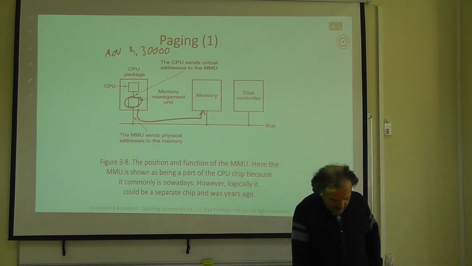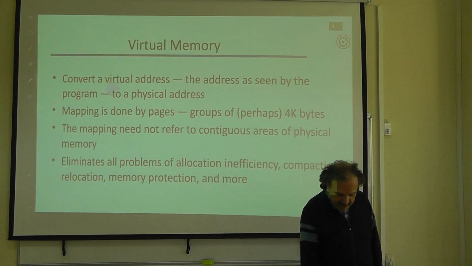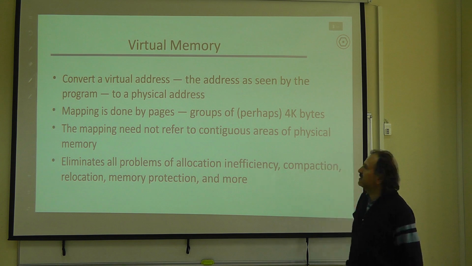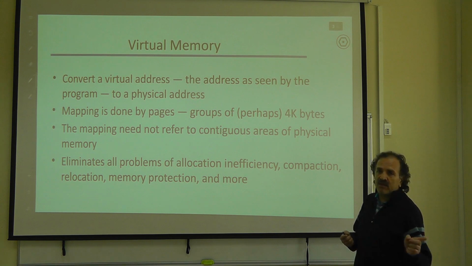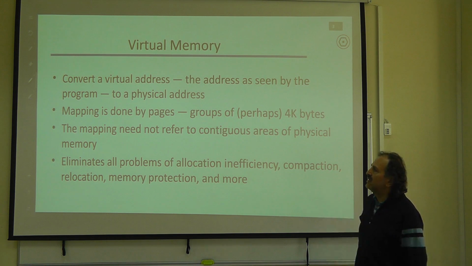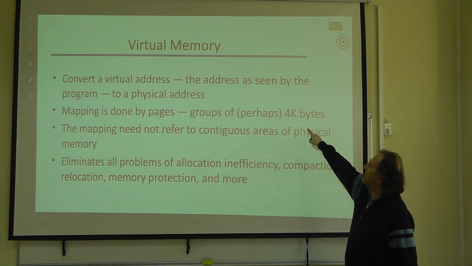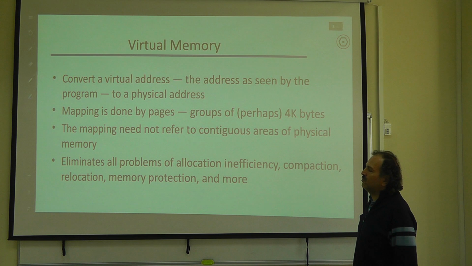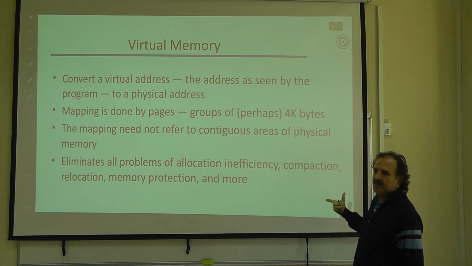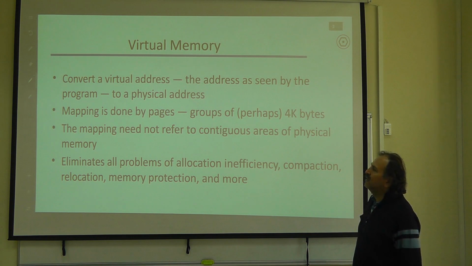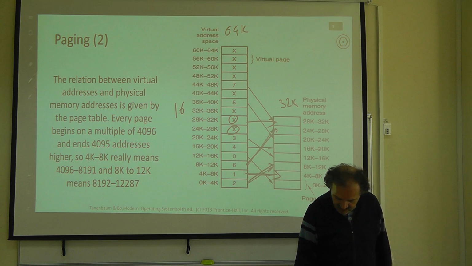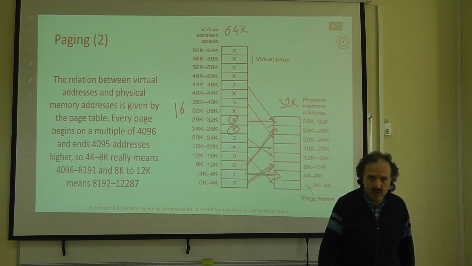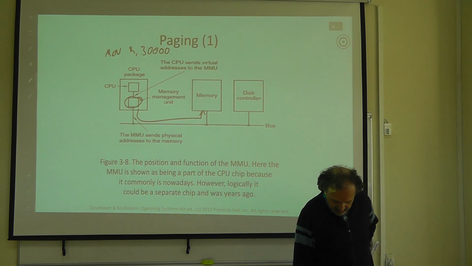using this paging mechanism. Okay, if I go back a little bit, with virtual memory we convert the virtual address to a physical address. The virtual address is used by the process, the physical address is used by the memory, and the mapping is done by pages, in groups of 4 kilobytes. The page size doesn't have to be 4 kilobytes, but 4 kilobytes is a very popular page size, okay. And the mapping need not refer to contiguous areas of physical memory. See, all these arrows are intersecting. This page goes here, and this page goes there, and it goes up there. It doesn't have to be contiguous, so I don't have that memory fragmentation problem as I had before.